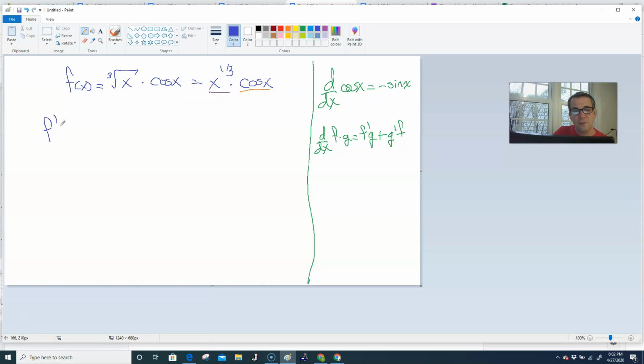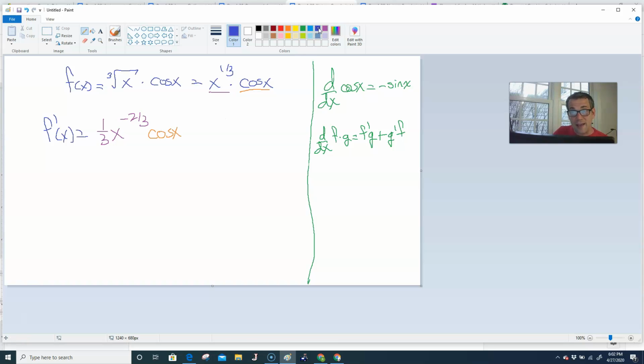So the derivative will be the derivative of this first function. Since I rewrote the cubic root of x as x to the 1/3, I know to drop this power down and then decrease this power by 1. 1/3 minus 1 is negative 2/3. This will be left alone. So the cosine of x just stays exactly as it is.